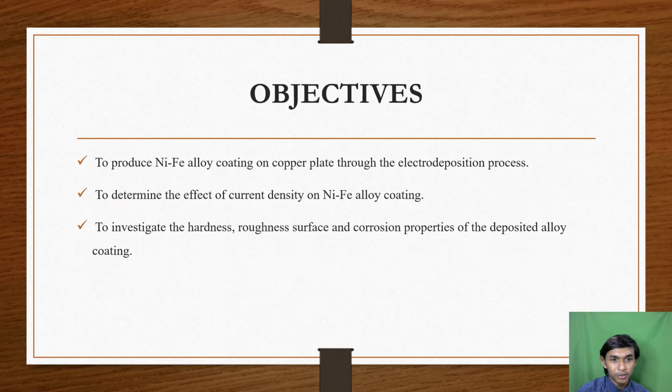Okay, let's go through the objectives. For my final year project, I have three objectives to achieve. Number one, to produce a nickel iron alloy coating on copper plate through the electrodeposition process. Number two is to determine the effect of current density on nickel iron alloy coating. And the last is to investigate the hardness, surface roughness and also corrosion properties of the deposited alloy coating.